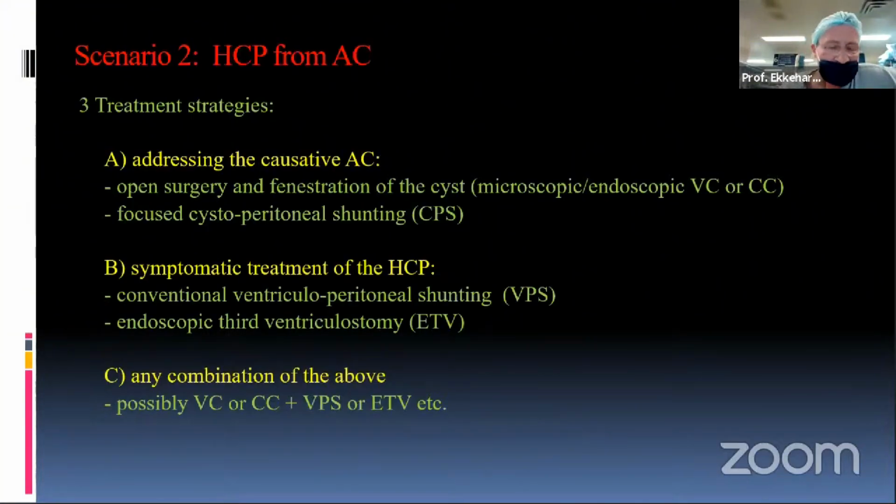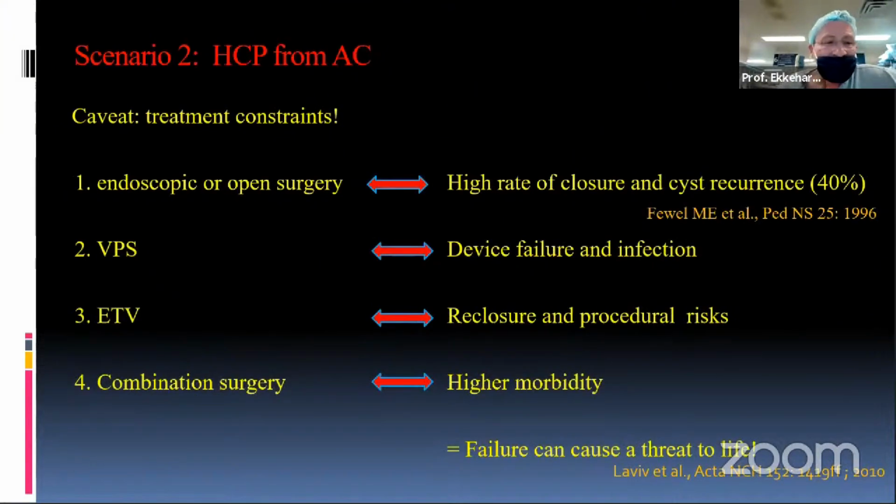You can symptomatically just treat the resulting hydrocephalus if a patient is not fit for surgery and do a conventional shunt or an ETV, or any combination of the above. Again, there are treatment constraints. Endoscopic or open surgery has a high rate of closure and cyst recurrence. In the literature for arachnoidal cysts, the reclosure rate is almost 40%, although with better endoscopy techniques, I think the modern number may be much lower.